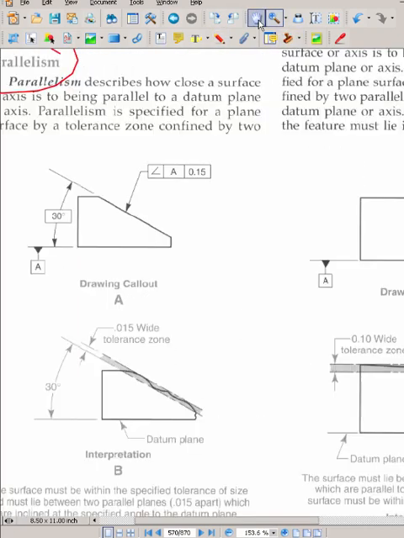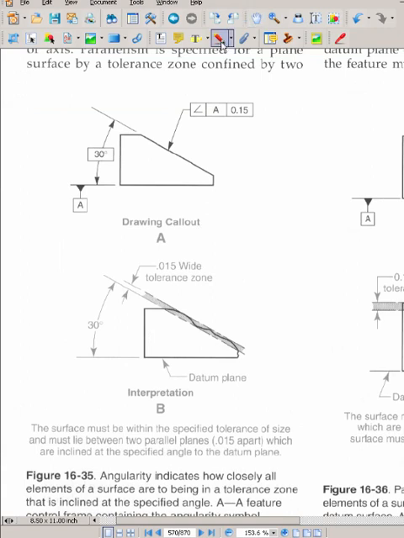Here we have angularity. Here's our object. Here is a particular surface we're interested in, or feature. We have a symbol, we have a datum, and we have a value. That's interesting. Notice that the value is provided after the datum.